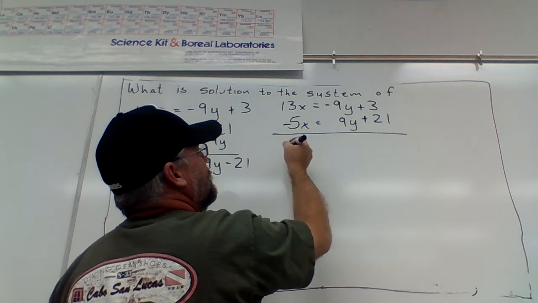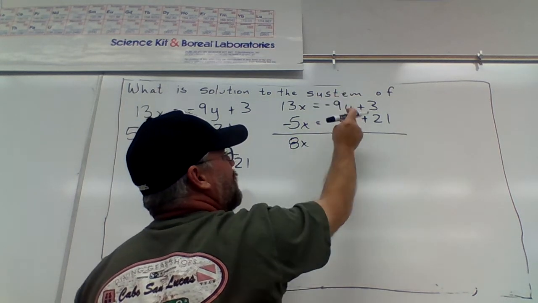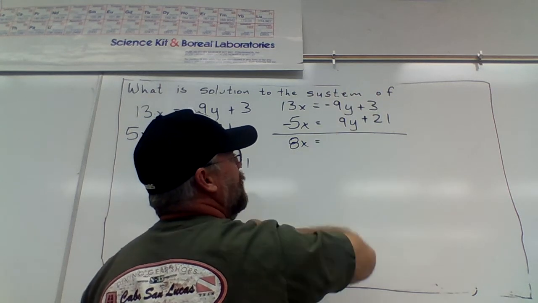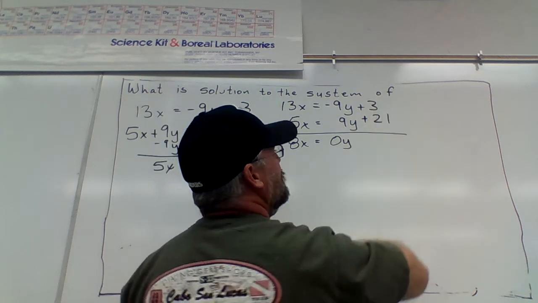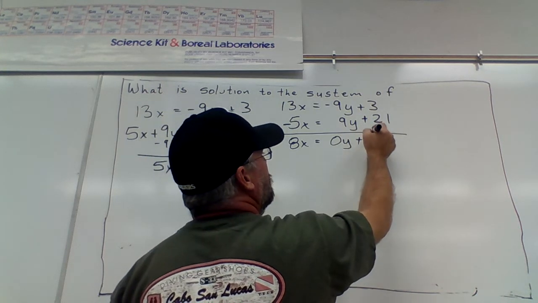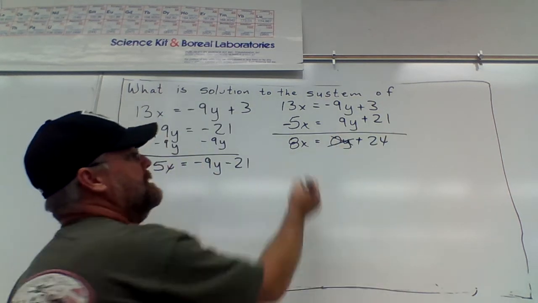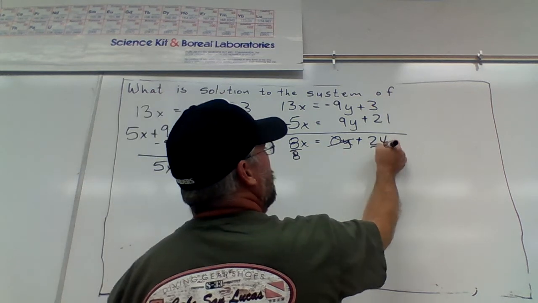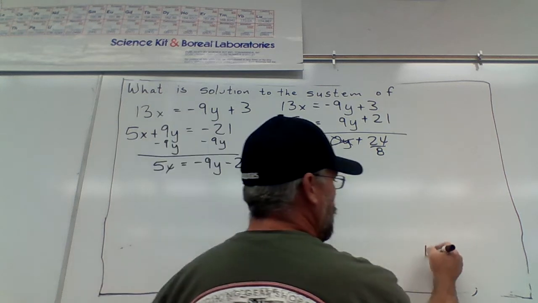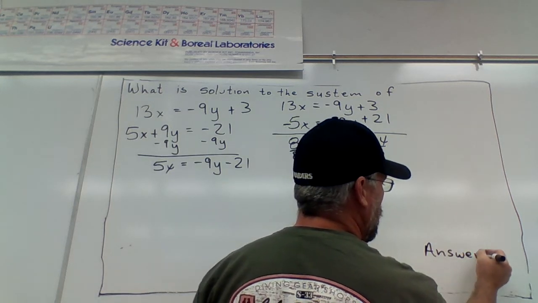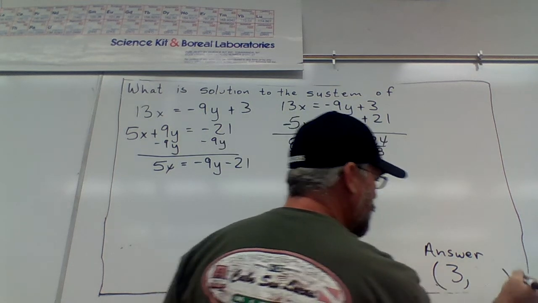13x minus 5x is 8x. -9y plus 9y, that's going to give me 0y. And then 3 plus 21 is 24. Again, I don't have to worry about the y. Divide off 8, and I get x equals 3. So going down here to the answer, x equals 3. And then what's y?